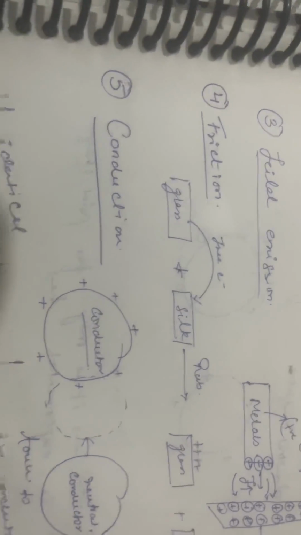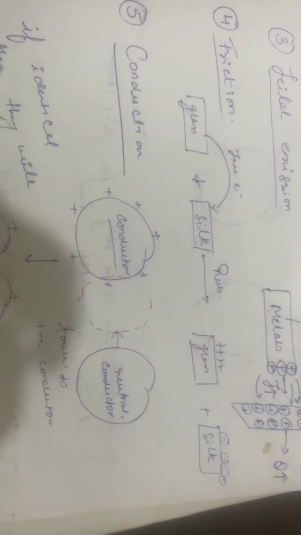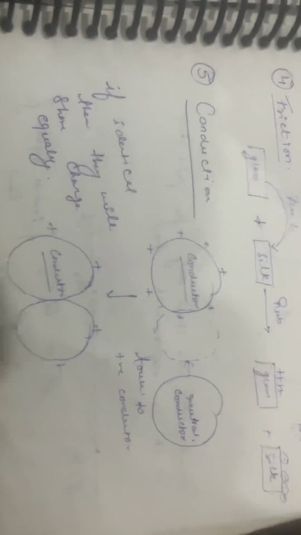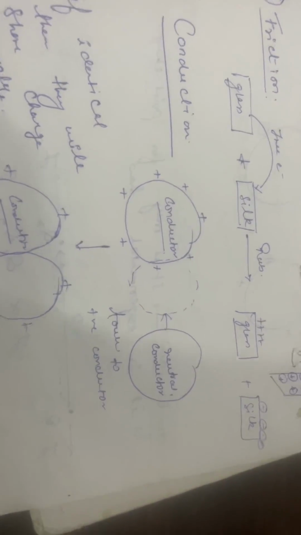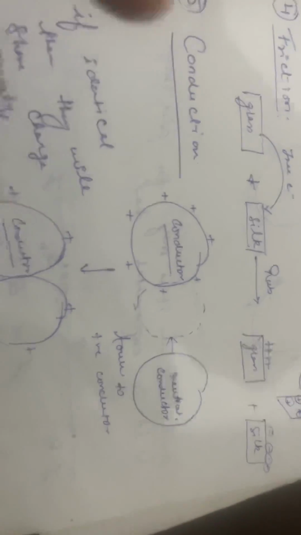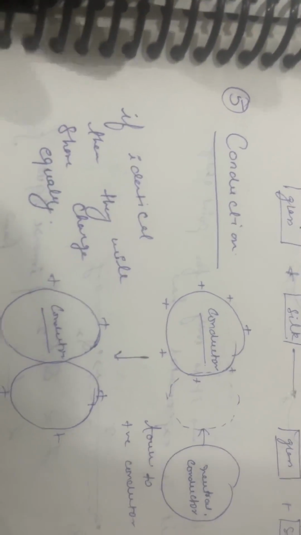Conduction. Conduction is a method in which a neutral conductor is brought near a charged conductor and they are made to touch each other. Basically, conduction means conducting, and if they are identical they will share the same charge density.